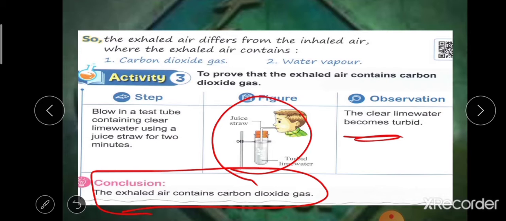So, give a reason: when we blow the exhaled air into a test tube containing lime water, it becomes turbid because the exhaled air contains carbon dioxide gas. So lime water becomes turbid or milky. We use lime water to detect the presence of carbon dioxide gas. If it becomes milky, it means there is carbon dioxide gas.